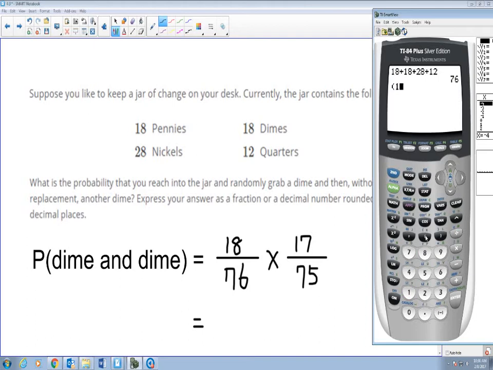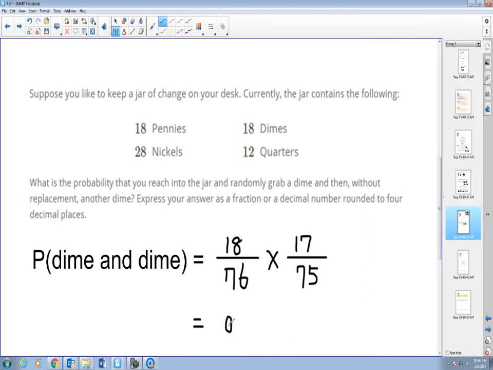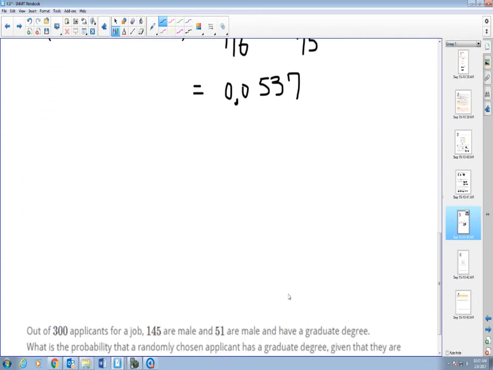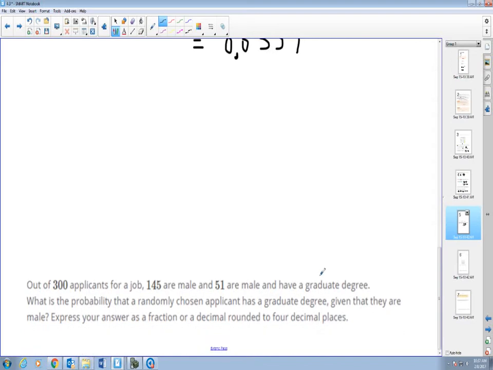So, let's multiply. 18 out of 76 times 17 out of 75. That's 0.537, around the 4th decimal place. Okay, about a little over 5%. Cutting close. Not likely to occur.